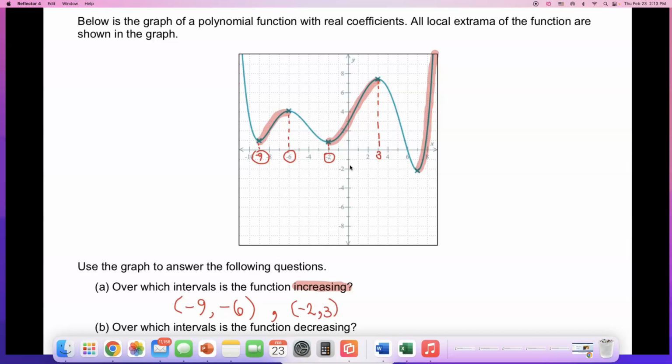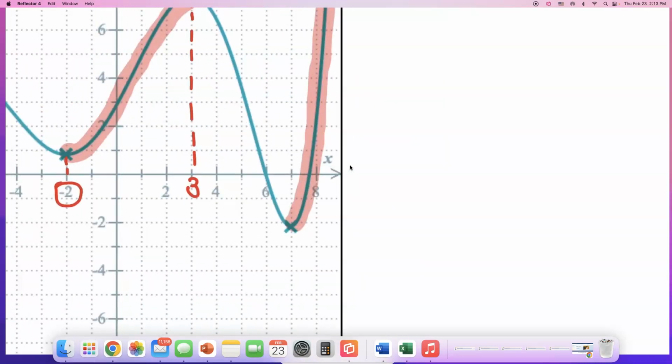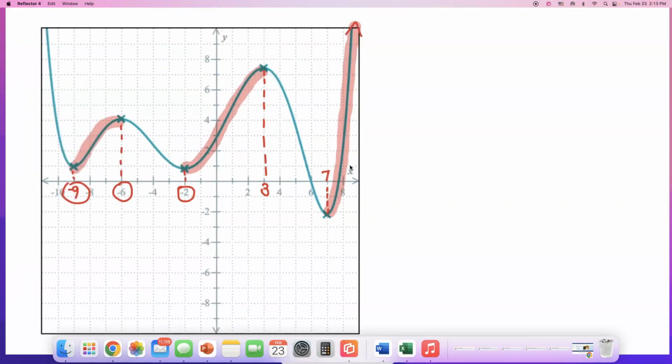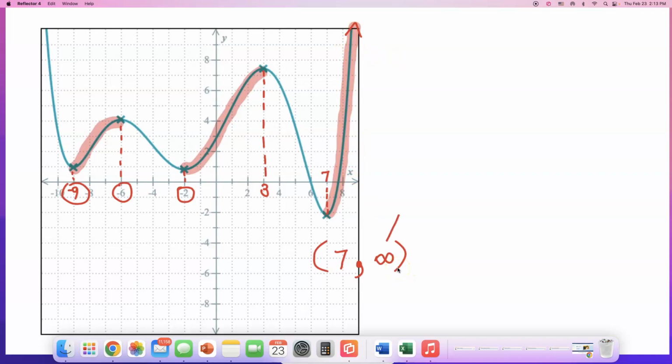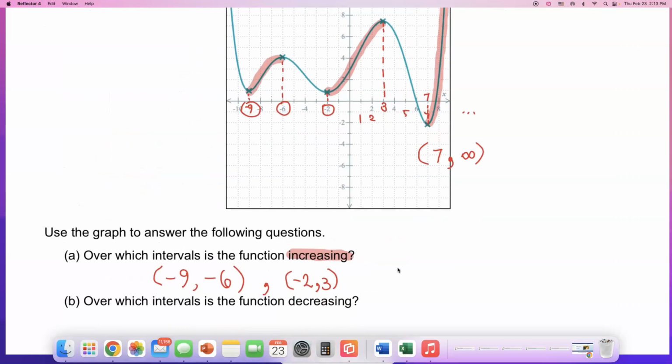Last interval, it starts going up again at what number? 7, right? And it keeps on going up forever to the right. So the last interval will be 7, comma, positive infinity. Not because it's going up, but this positive infinity, here I use it to say forever to the right. As you go 1, 2, 3, 4, 5, 6, 7, 8, as you keep on going to the right, that's what I'm talking about with that infinity symbol. So that's it for the 3 increasing intervals.